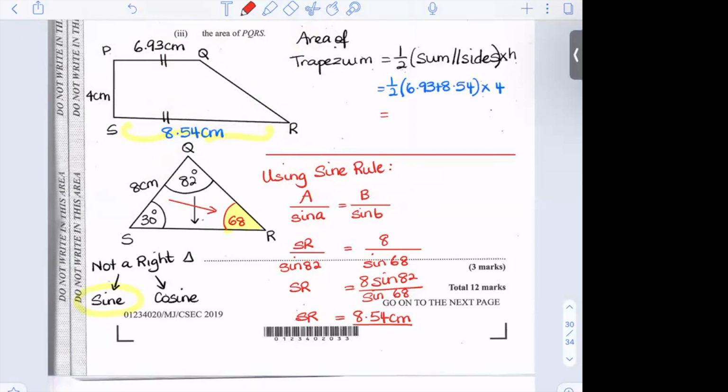Miss, the way you write it out, is it the same way we went into the calculator, right? You can add the numbers first, then multiply by 0.5, then multiply by 4.